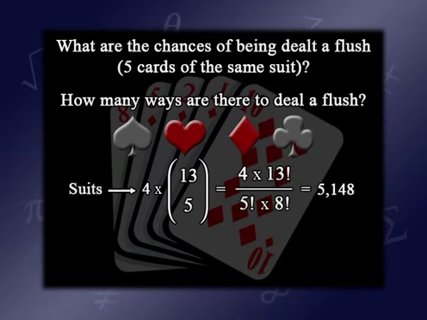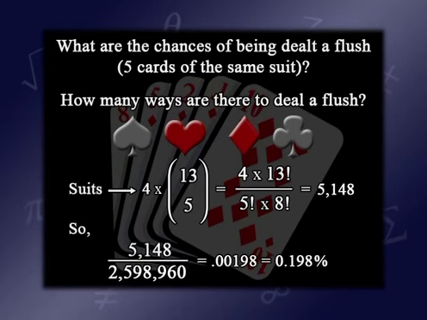13 factorial over 5 factorial, 8 factorial. So you multiply those numbers together and you get 5,148. And therefore, your chances of being dealt a flush in poker would be 5,148 divided by the 2,598,960 possible different poker hands. That's about 0.2%. About 1 out of every 500 poker hands will you be dealt a flush.